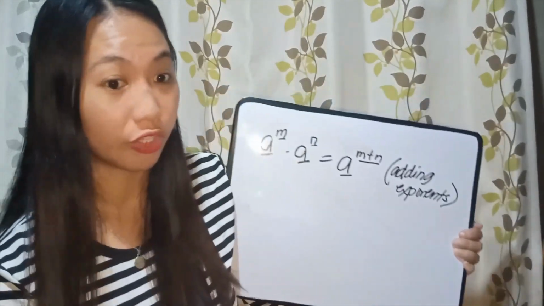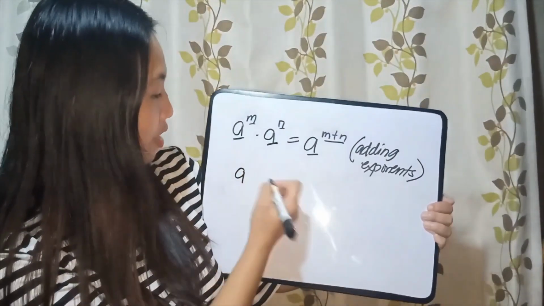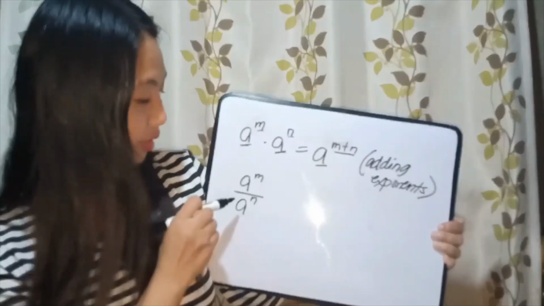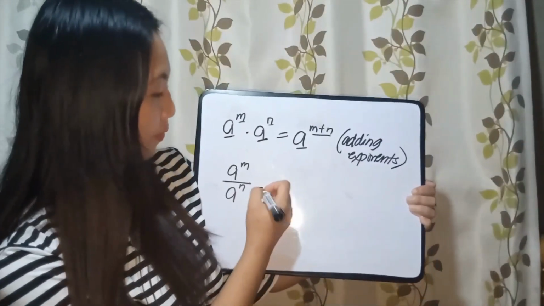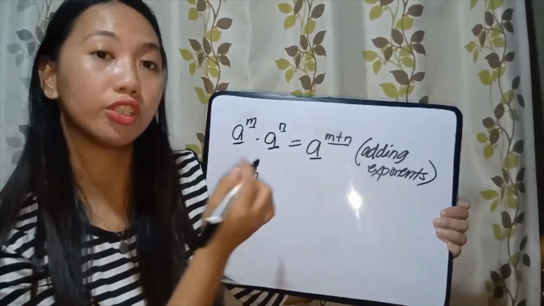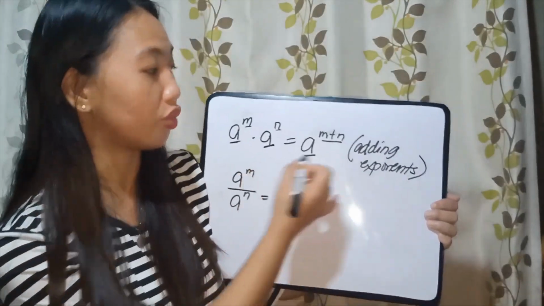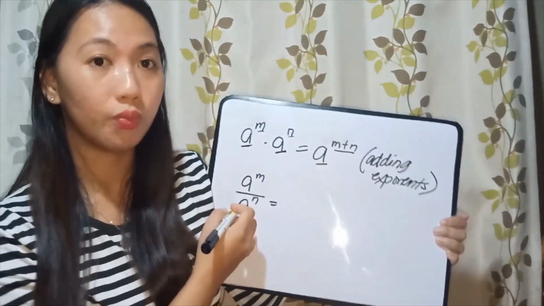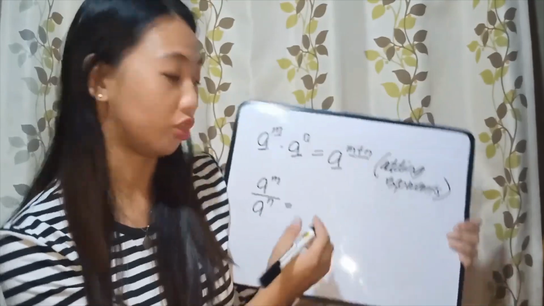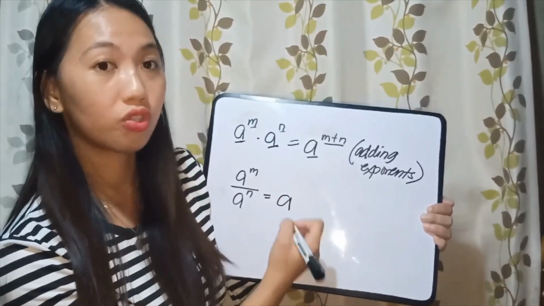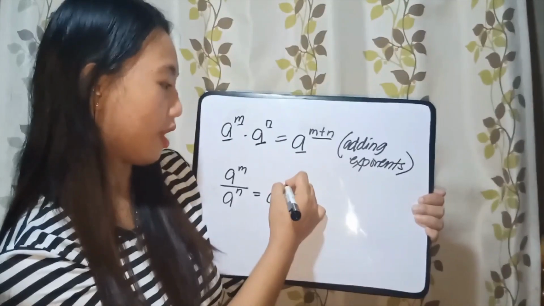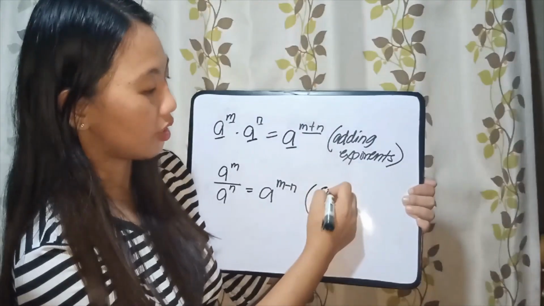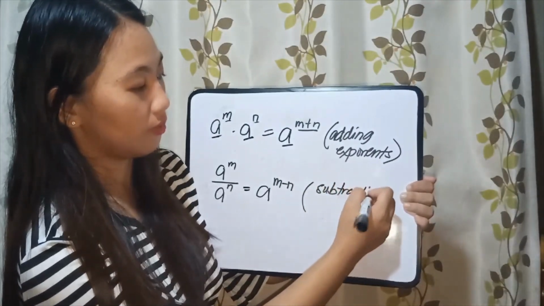So for dividing expressions, we have a raised to m over a raised to n. Okay, so we have the same base a. So to simplify, since in the operation of multiplication we use the addition of exponents, in division we do the inverse of the addition. So we use the subtraction of exponents. So we have m minus n. So this is subtracting exponents.